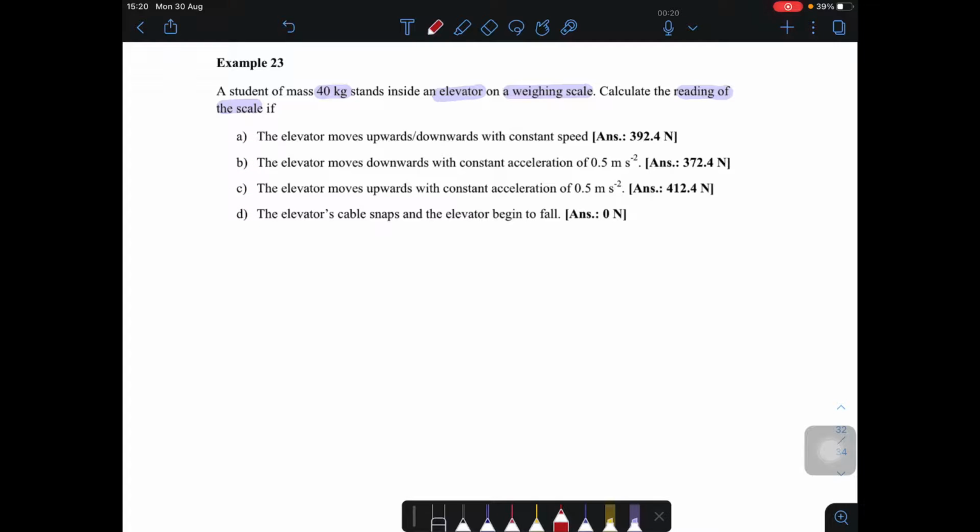Before we look at the situations, let's write down the information. We have mass 40 kg, and the object here is the scale because we want to know the reading of the scale. On the scale we only have 2 forces: the weight force going downward and the normal force. This normal force is actually the reading of the scale, which is what we want to find. So we only have 2 forces, no other forces. This will be the FBD based on the first information given.